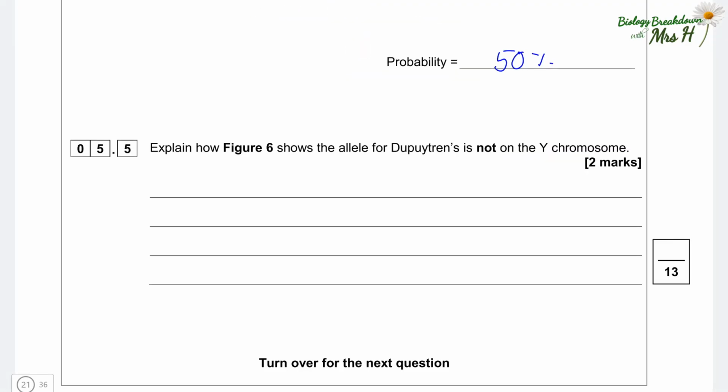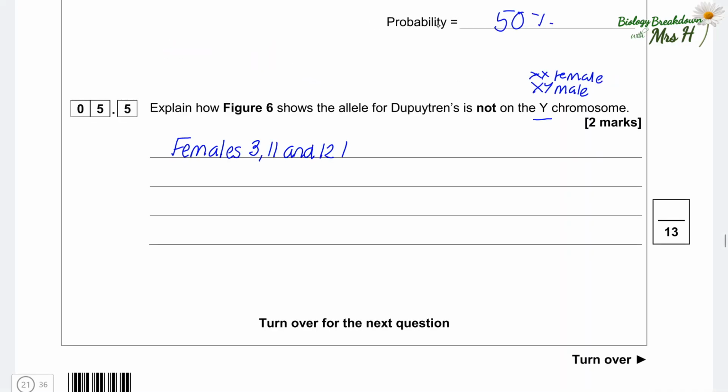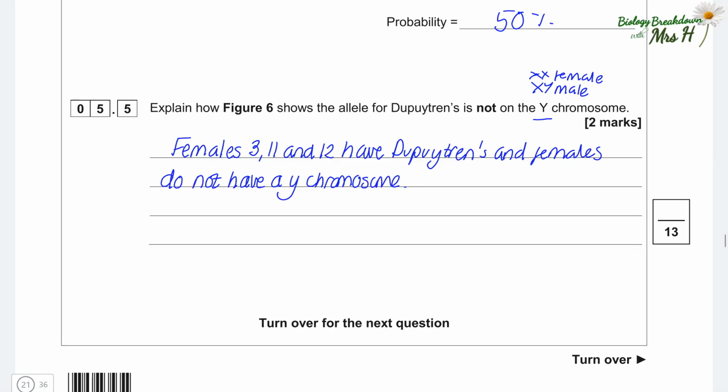Explain how figure 6 shows the allele for Dupuytren's is not on the Y chromosome. Assigned females at birth are XX, assigned males are XY. Figure 6 shows that it's not on the Y chromosome because we have females who can get it and they don't have a Y chromosome. So if you have a look, you've got females 3, 11 and 12. They have Dupuytren's and females do not have a Y chromosome.